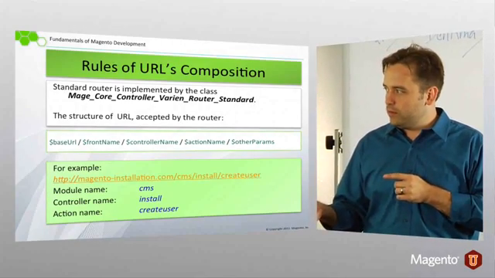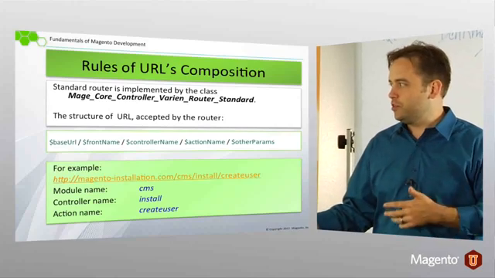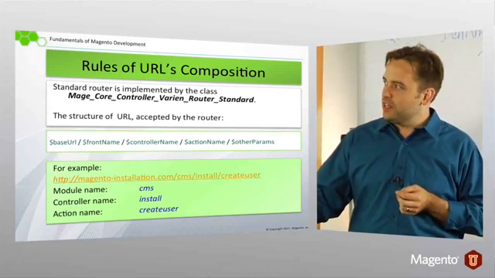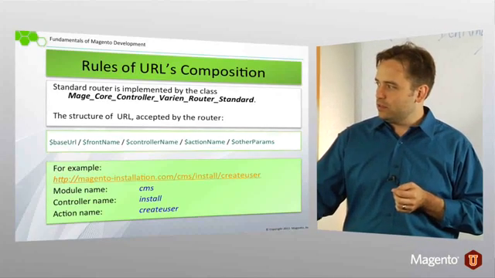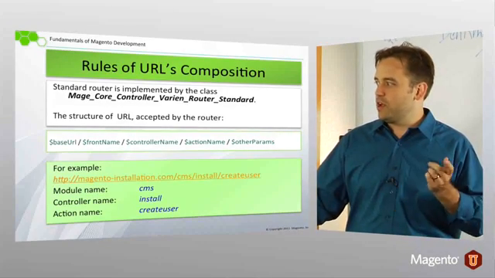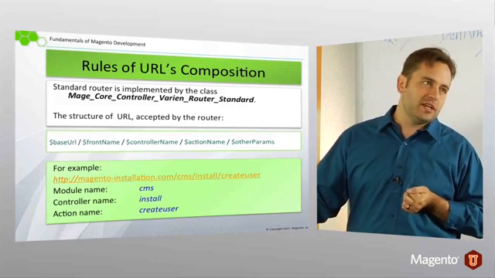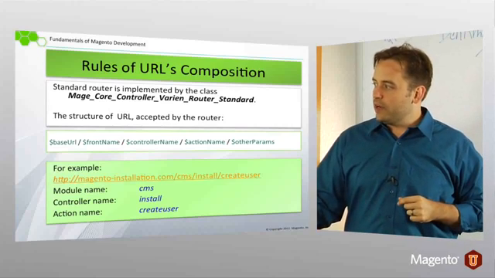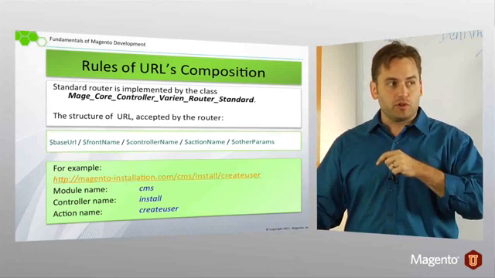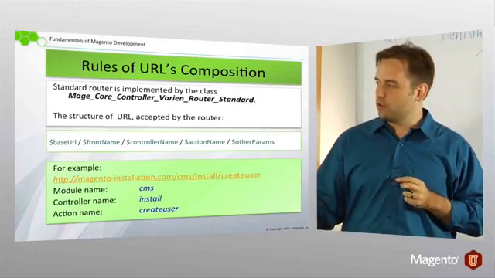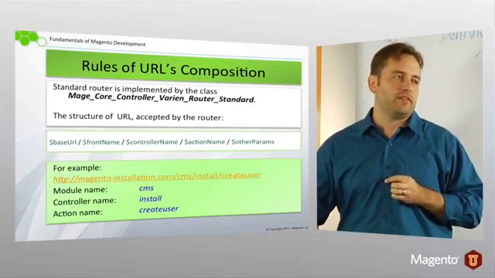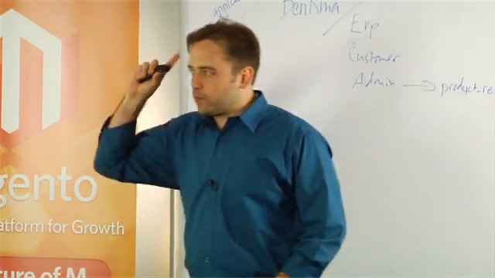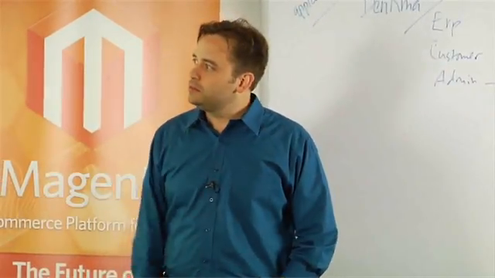What this looks like as an example URL. This URL does not actually exist anywhere in Magento. CMS is the module name, install is the controller name, and create user would be the action name. So in my CMS module, in the Controllers folder, I would have an install controller class, and inside the install controller I would have a create user action method. We'll be doing this in just a second. But just recognize this pattern.